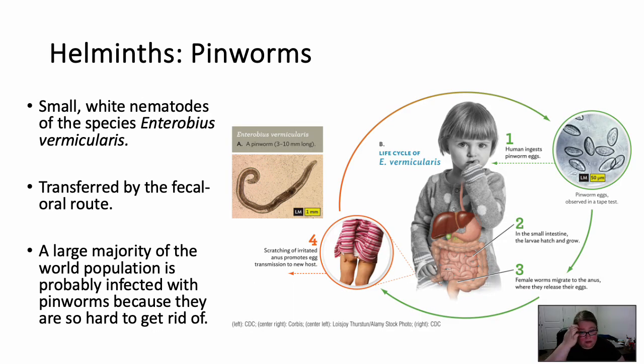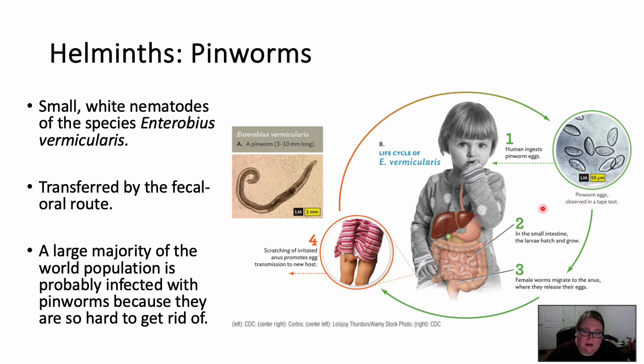One of the interesting things about helminths is their life cycle. The specific type of pinworm that Dottie and her family had was Enterobius vermicularis. They're transferred by the fecal-oral route, so from unclean, poopy hands. What's going to happen is, here we have Dottie. She is going to ingest these pinworm eggs. This is what the pediatrician and the clinical microbiologist saw on that tape test for Dottie.